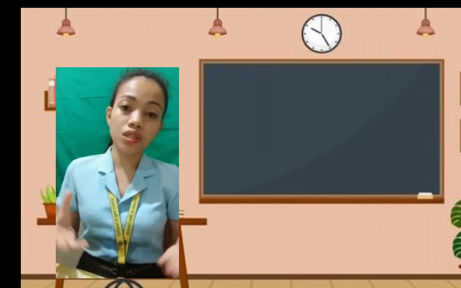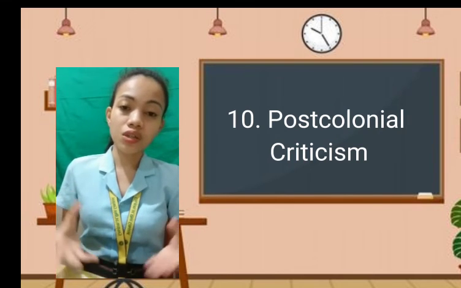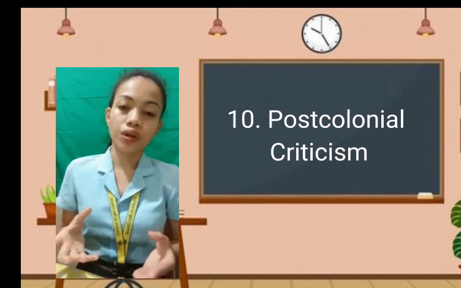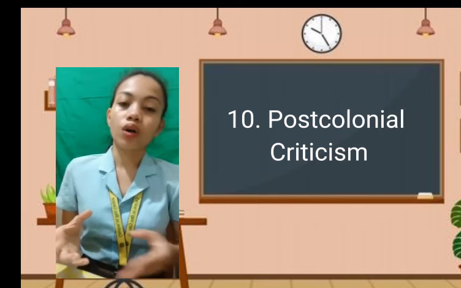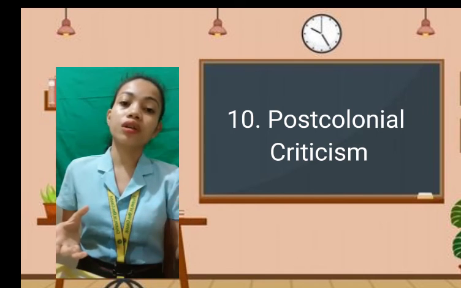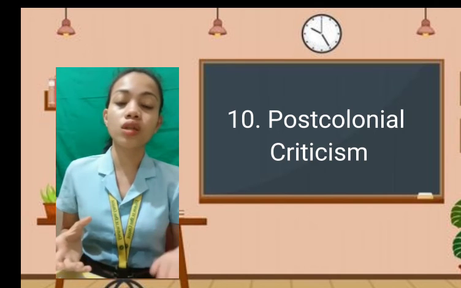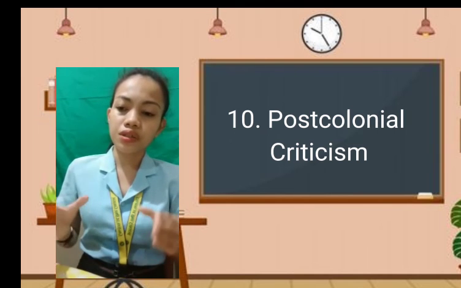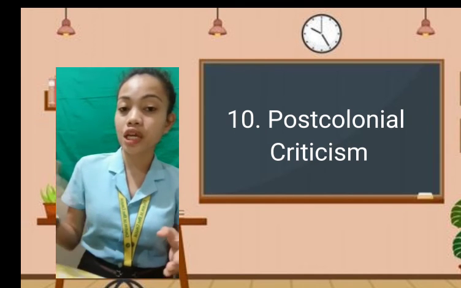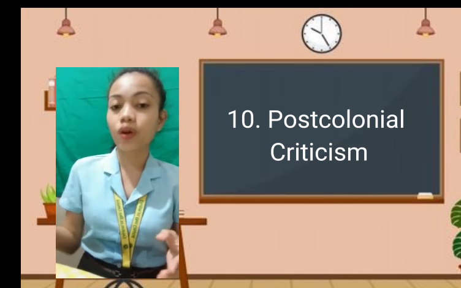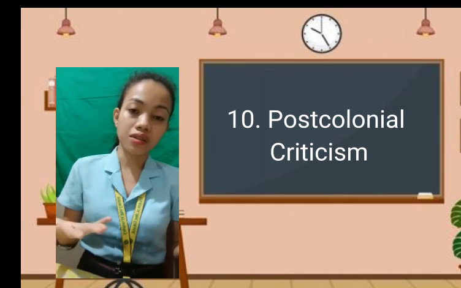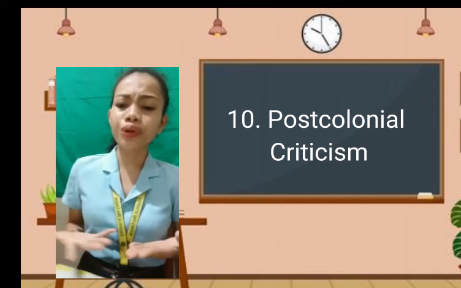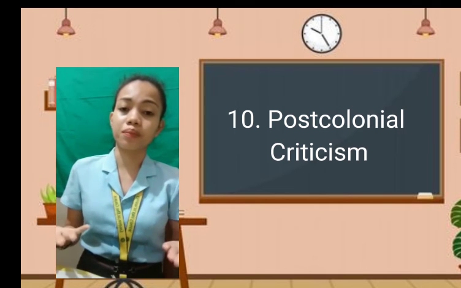So the last one is the post-colonial criticism. This criticism is a new and emerging type of literary criticism. It is a type of cultural criticism that focuses on literary texts produced in places that were at one time under the influence of European colonial rule. This criticism is concerned with the relationship between the colonizer and the colonized people in literary texts. It is also a practice of reading that interrogates the process and the value of colonialism.